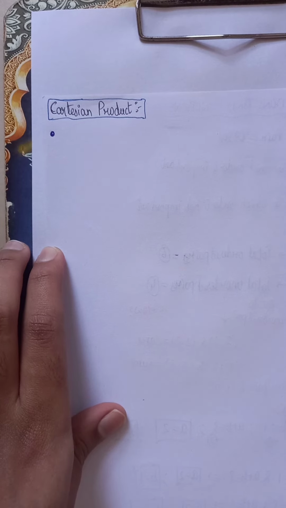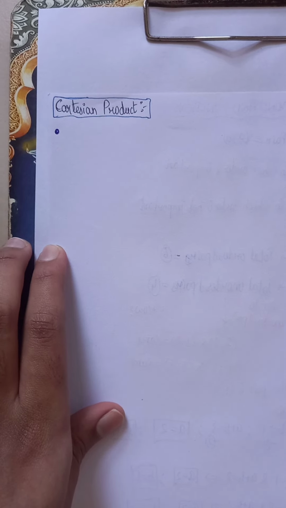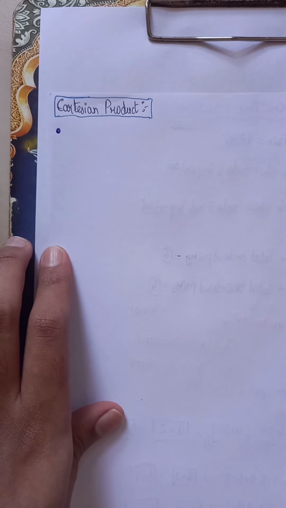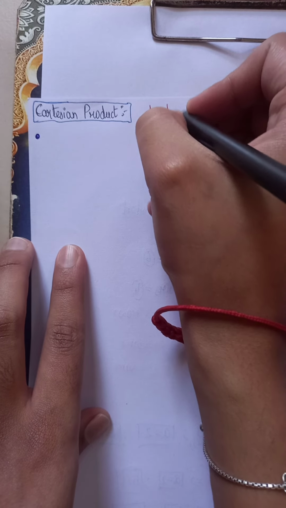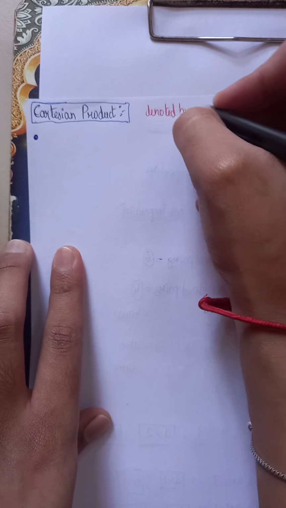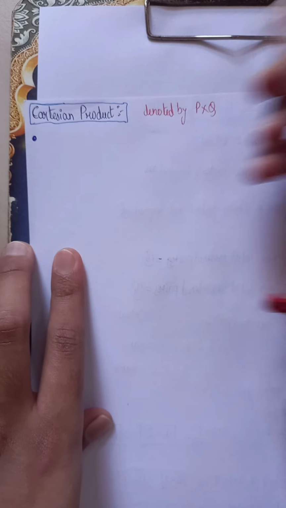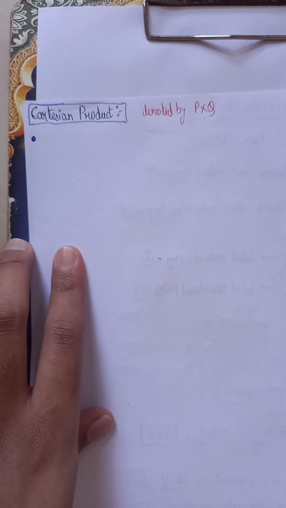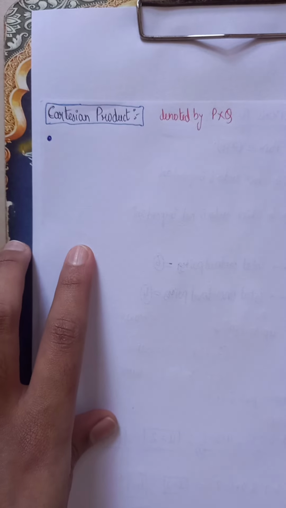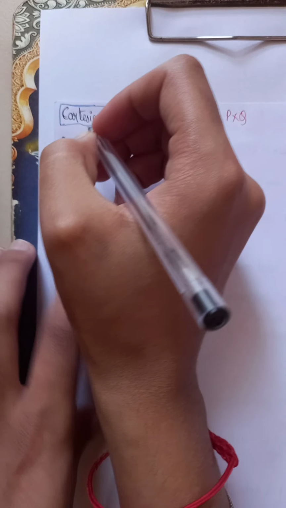Okay, so this is the first point. This is the point in a Cartesian product. Basically, Cartesian product is denoted by P cross Q. Okay, so it's denoted by P cross Q. So what does Cartesian product mean?